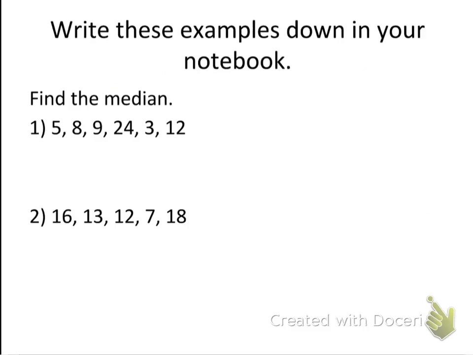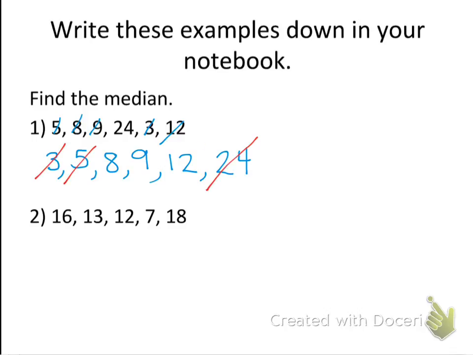These examples you're going to write down in your notebook. We'll do number one together, and then you're going to do number two on your own. So number one, it says find the median. All right, we have to first put them in order from least to greatest. So here our smallest number is 3. So we're going to start with a 3. Then we have a 5, then 8, then 9, then 12, and then finally 24. Okay, now we're going to do the cross out thing to find out which one's in the middle. So cross out the 3, cross out the 24, cross out the 5, cross out the 12. And we're left with two numbers in the middle.